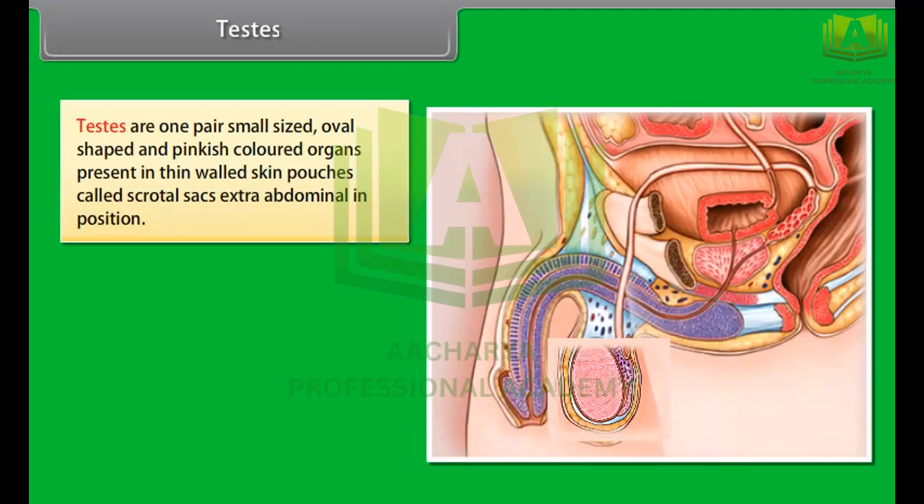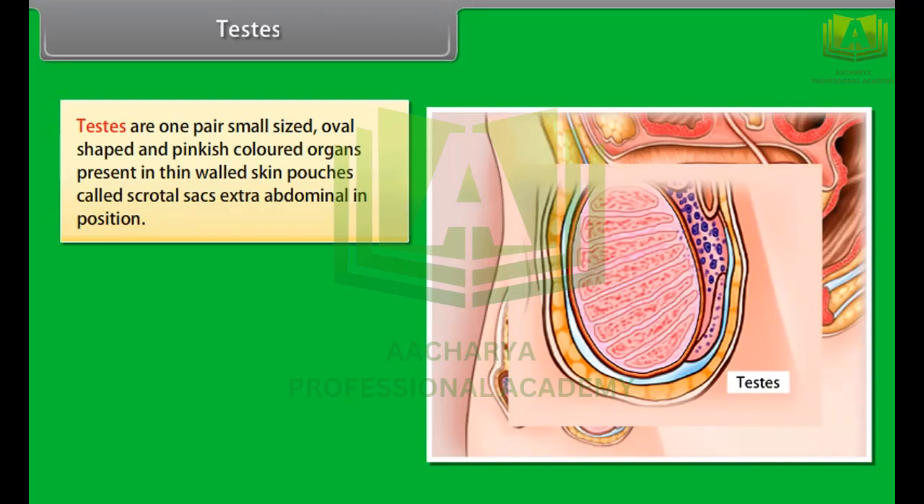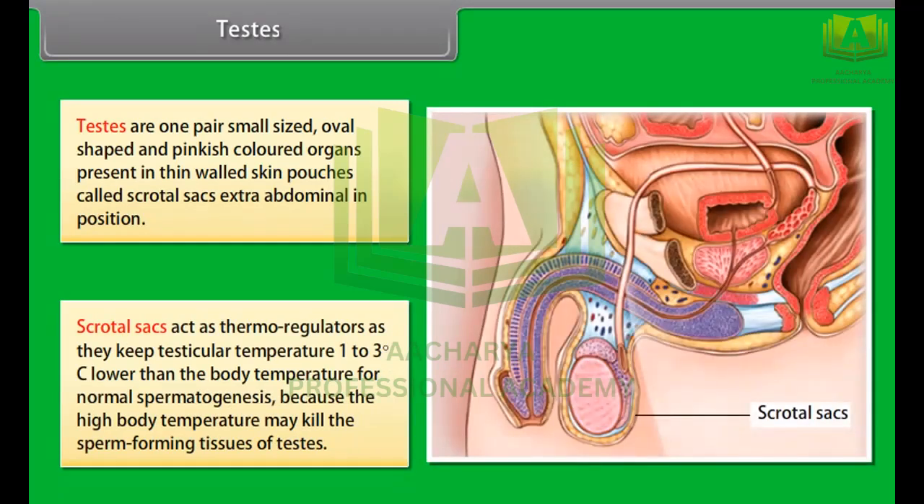Testes are one pair of small-sized, oval-shaped and pinkish-colored organs present in thin-walled skin pouches called scrotal sacs, extra-abdominal in position. Scrotal sacs act as thermoregulators as they keep testicular temperature 1 to 3 degrees Celsius lower than the body temperature for normal spermatogenesis, because the high body temperature may kill the sperm-forming tissues of testes.